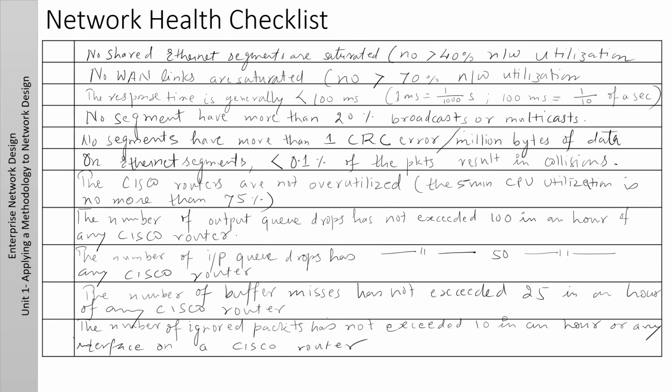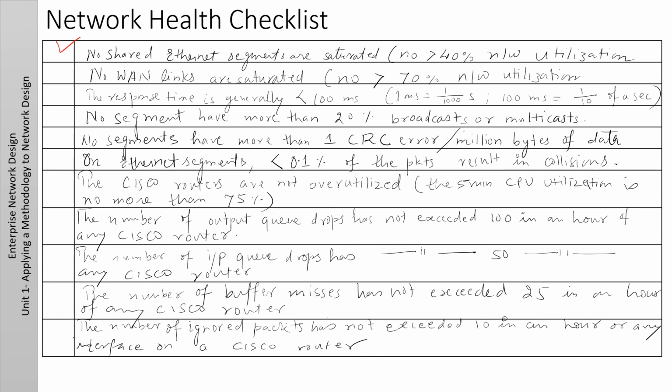Now come to the network health checklist. There are different things associated with network health, and it is very important to check all the criteria associated with network health. Some of the things associated with the network health checklist are these check boxes you need to ensure whether the things are satisfied or not. So the first thing is no shared Ethernet segments are saturated, no more than 40% network utilization. Okay, so this is one.